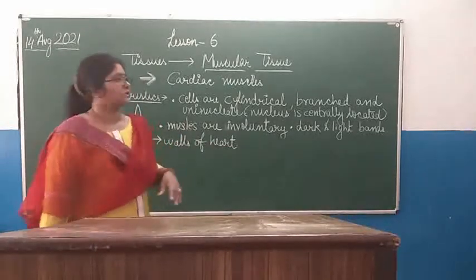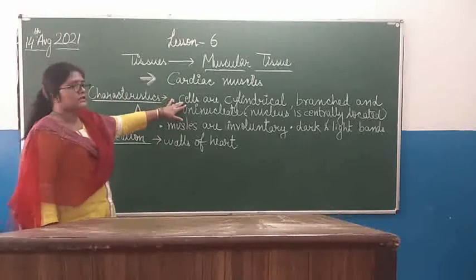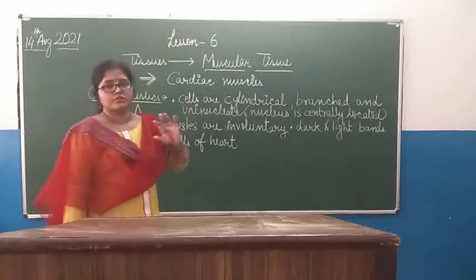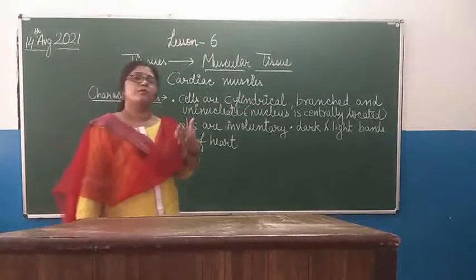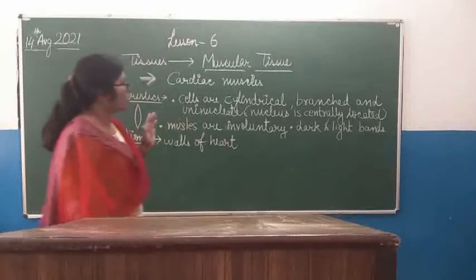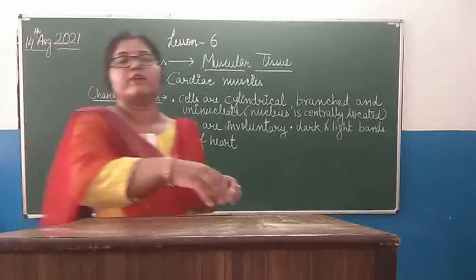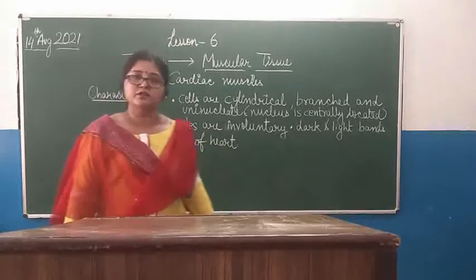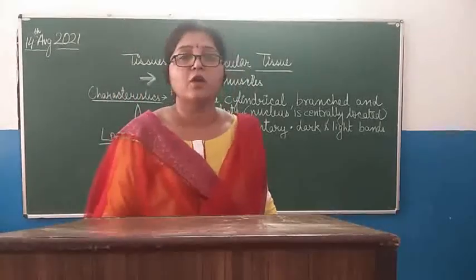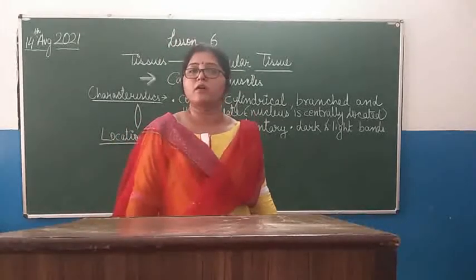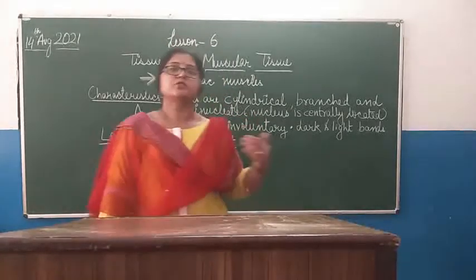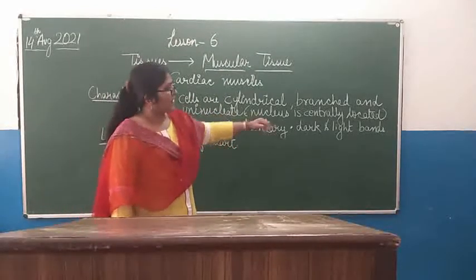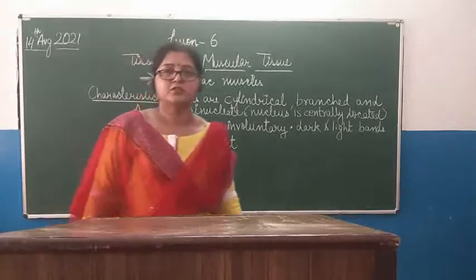If we talk about the structure of these cells, the cells of this tissue are cylindrical, branched होते हैं, इनमें branches होते हैं, found in the form of a network, and also they are uninucleate, only one nucleus is present. These muscles are involuntary, involuntarily काम करते हैं because they do not work according to our will. Heart muscles, friends, work throughout life, and the fibers have dark and light bands.